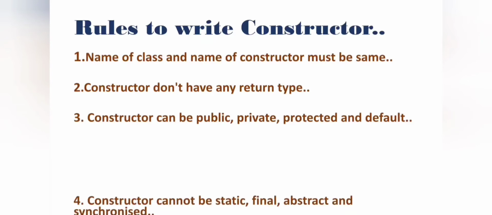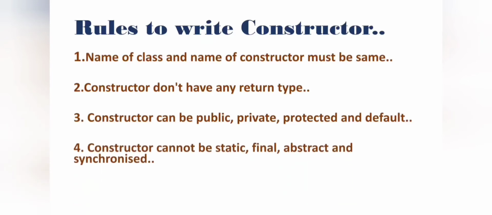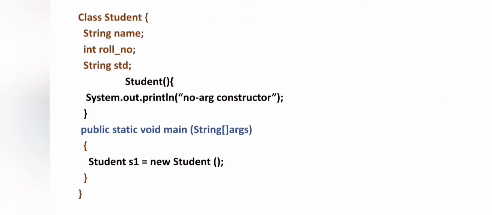But we cannot use non-access modifiers for a constructor such as static, final, abstract and synchronized. That means a Java constructor cannot be static, final, abstract or synchronized. So static, final, abstract and synchronized are non-access modifiers. I will make a separate tutorial on non-access modifiers. For now, just keep in mind that a constructor cannot be static, final, abstract or synchronized.